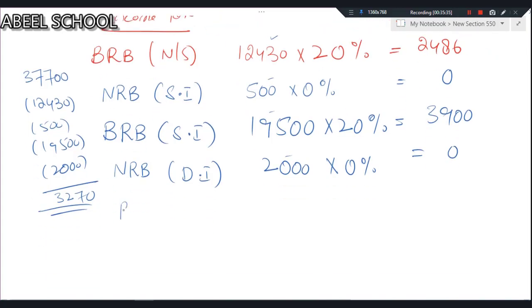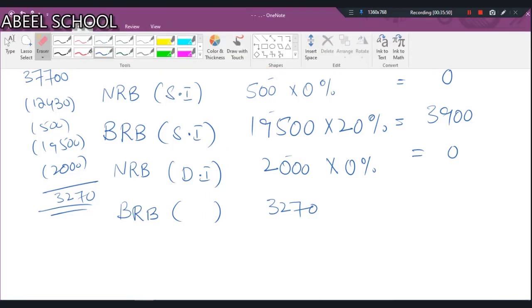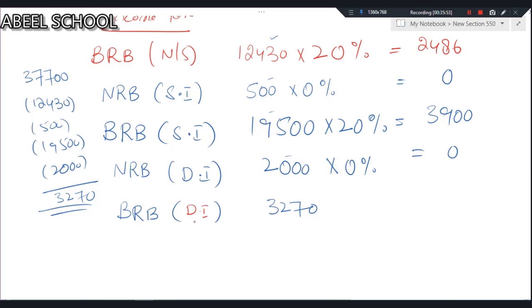So basic rate band, 3,270. Oh, no, dividend income, sorry, because we have already taxed saving income. So 3,270 of the dividend income falls in the basic rate band because we don't have any more space, where the applicable tax rate is 8.75%. So 3,270 into 8.75%, I'm getting 286.125, but leave that 0.125.